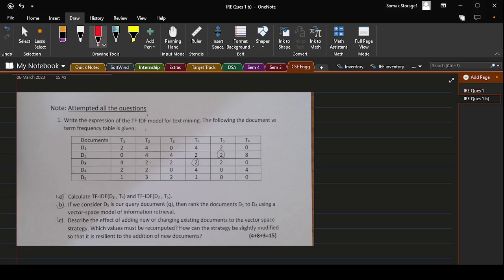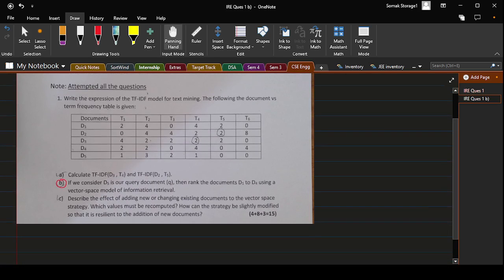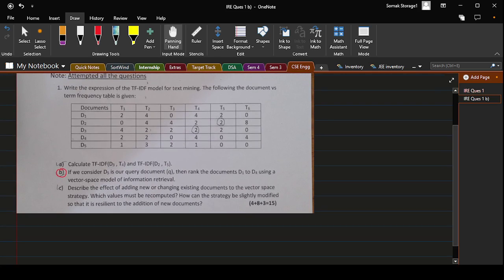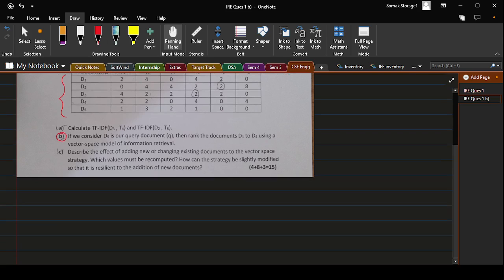And today we are going to discuss the other part of this question, that is part B, right? So, if we consider what is given here, we are given the term frequency table for these five documents, right? And these terms are present in these documents, and we are given their frequencies, and we are set to calculate.